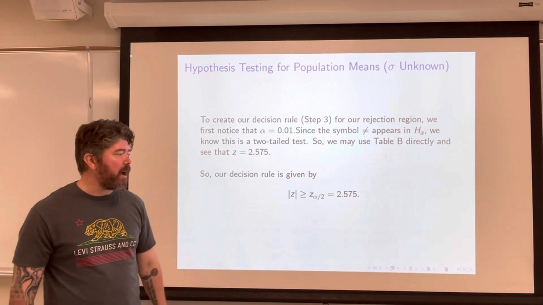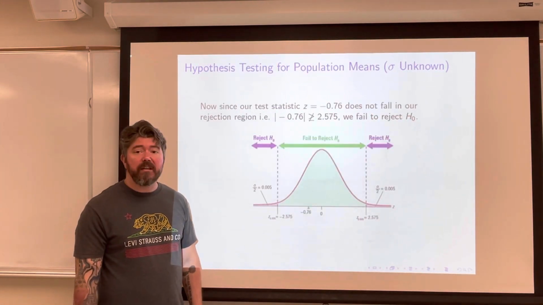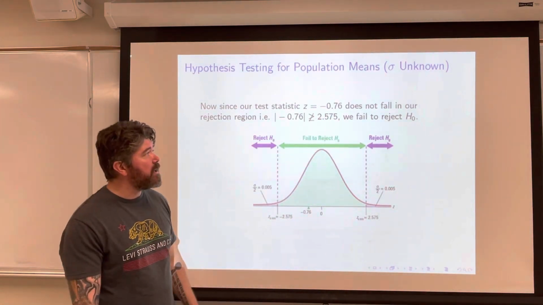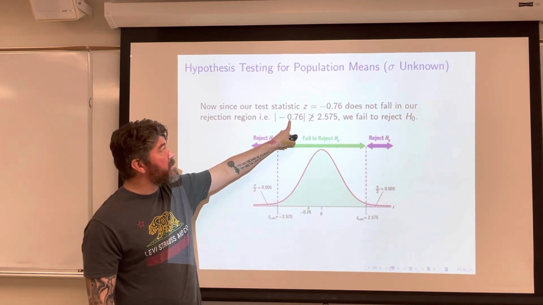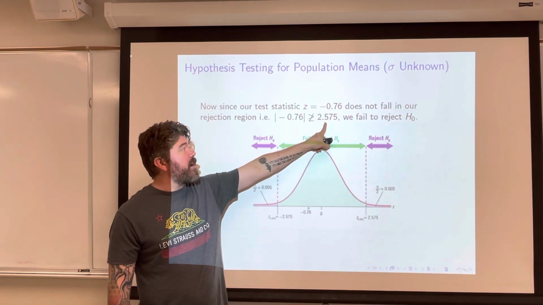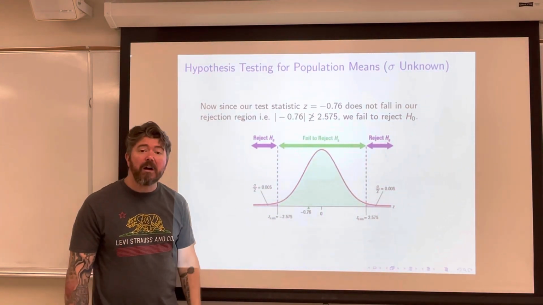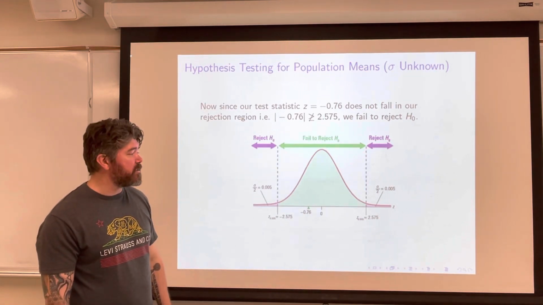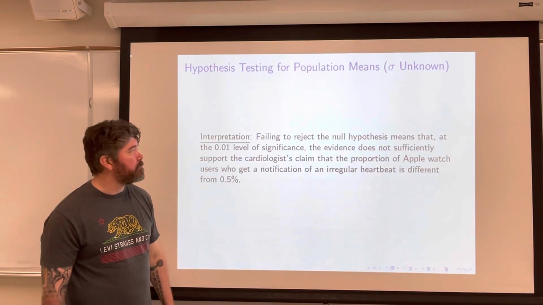to 2.575. Now, since our test statistic, this was our step 2, was calculated to be negative 0.76, negative 0.76 becoming positive becomes 0.76. This does not satisfy our criteria. It's not bigger than 2.575. So we conclude that we failed to reject our null hypothesis H naught. And again, here's a visual if you're interested.